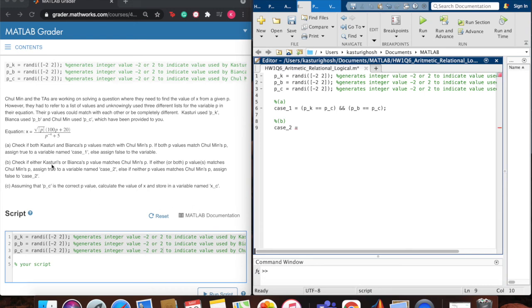Once again, I need to check if Kasturi's value matches Chilman's and Bianca's value matches Chilman's. So I'm going to write the exact 2 statements here. This is the first condition. This is the second condition. But how am I going to separate them? So here it asked if both of their values matched with Chilman's, whereas in the second question, it checks if either value matches Chilman's. So if either or both values matches, assign true to the variable.